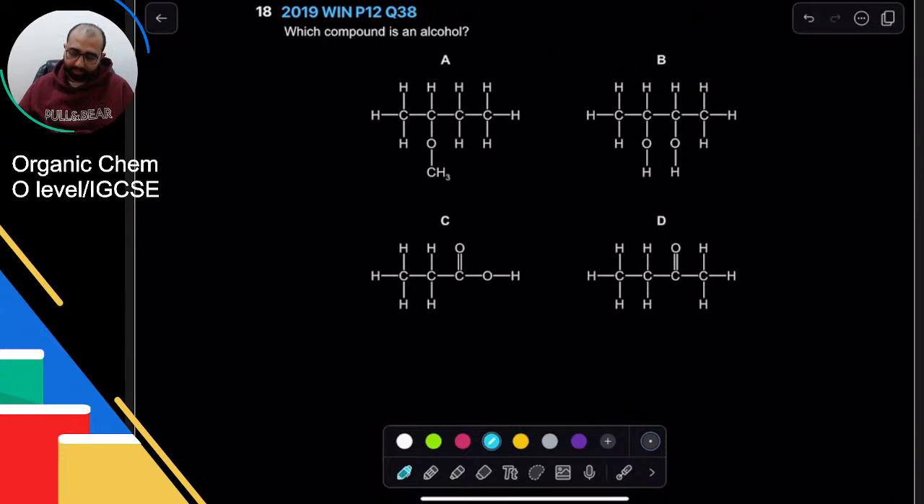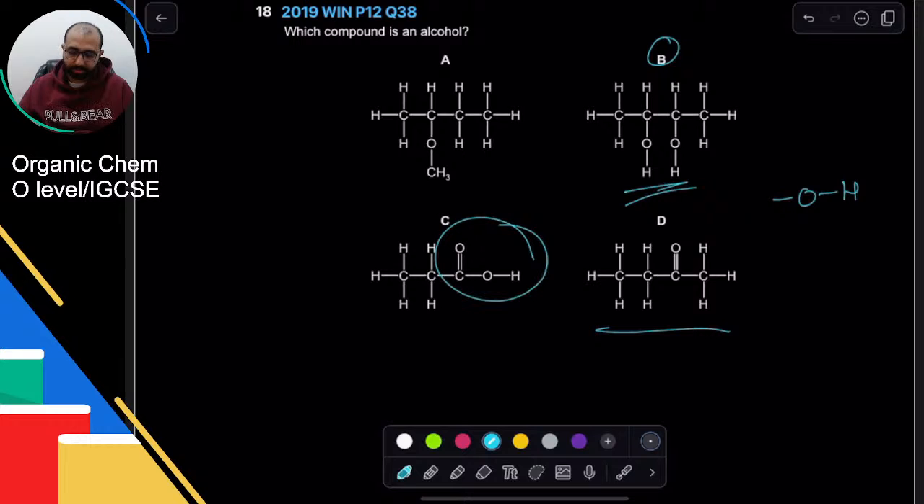Which compound is an alcohol? So we are identifying things with OH in them. It can be 1, it can be 2, and it cannot be COOH. So B, because B has 2 OH groups. This one does not. This one has COOH, so acid. This one is what we call ethers, but again, O levels IGCSE, you're not required to study them. But you should know that this is not OH. So the answer is B. And that brings us to the end of alcohols.